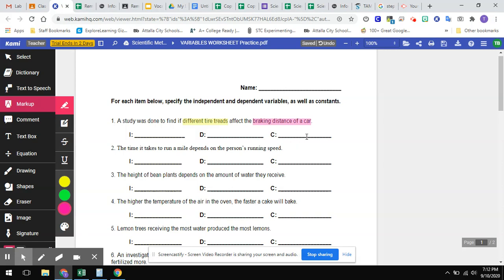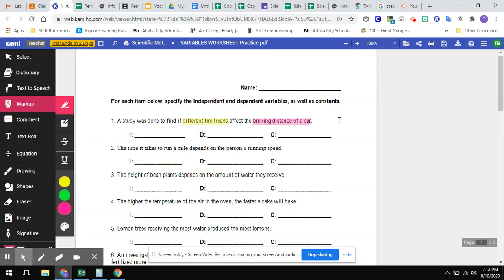So this last one is a constant. So there are lots and lots of constants that you can name. And if you go look at my key, I'm not even going to have even close to all the things that might be constant. But talking about this experiment right here, different tire treads and the braking distance of a car, well, something that might need to be constant. One of the first things that would come to my mind is the car itself, because even though you have different tires on it, different cars have different masses, and that would definitely affect the wear on the tire treads.